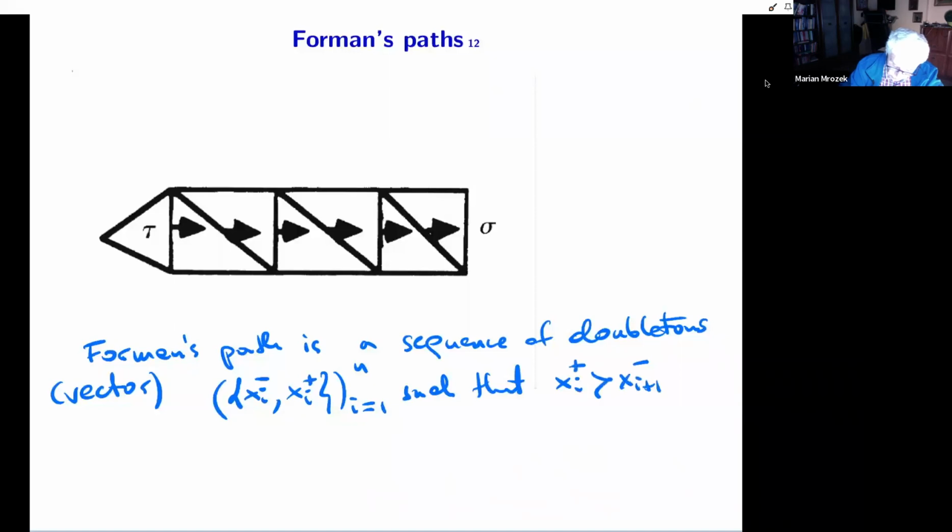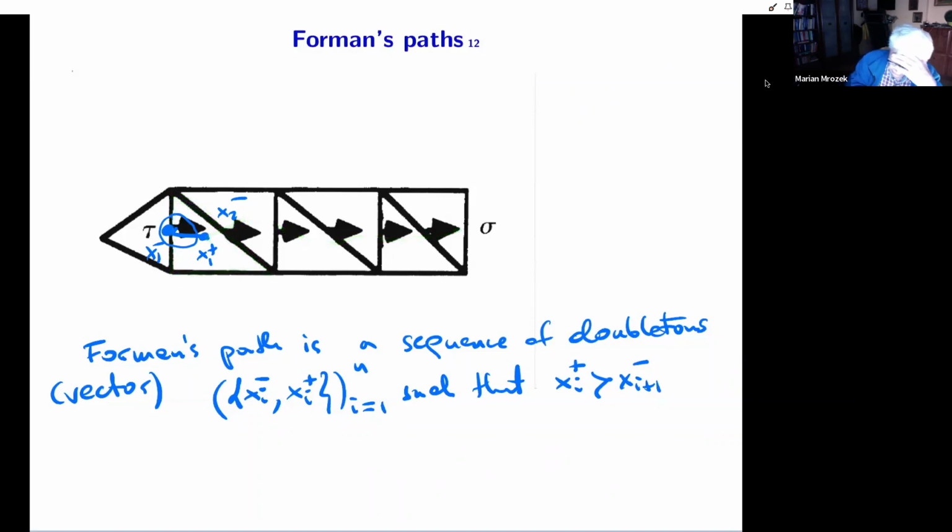So in this example, these doubletons. So this is a center of mass. So this is x_1^- x_1^+, and x_2^- is a facet of x_1^+, and so on.